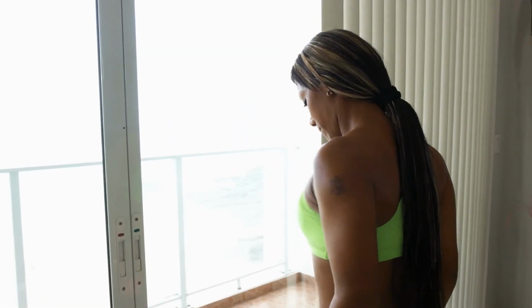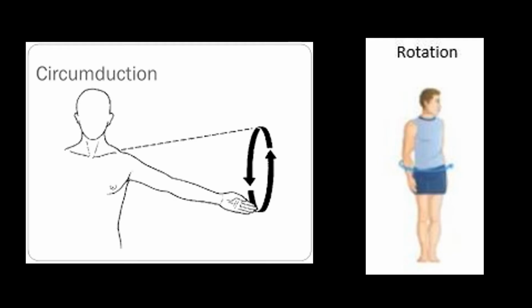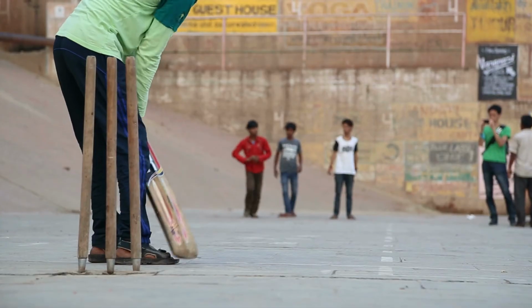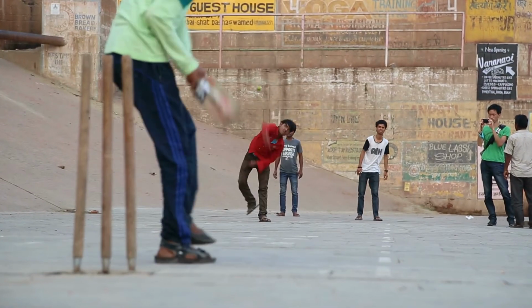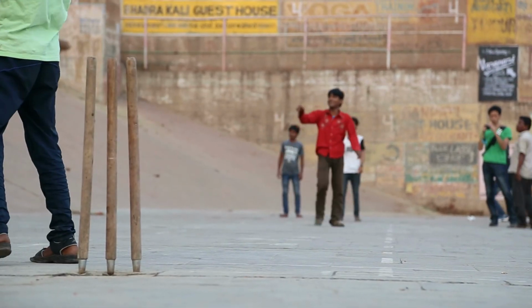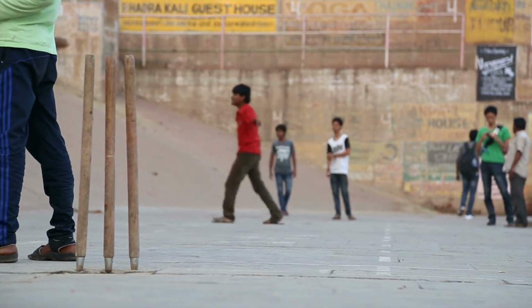Two other actions are also available at the shoulder joint. Rotation occurs when there is movement in a circular motion, but not 360 degrees of movement. Circumduction at the shoulder is when your arm rotates 360 degrees, such as when a cricketer bowls a ball. A number of different muscles are involved in this action.